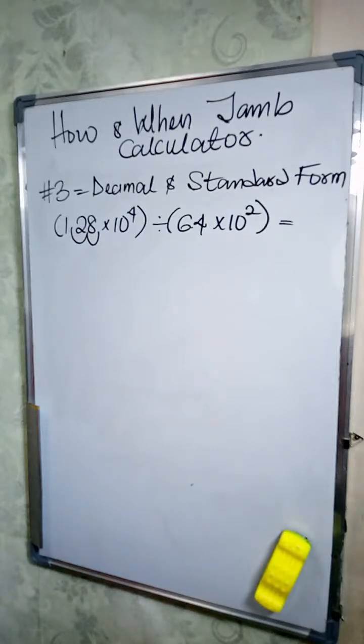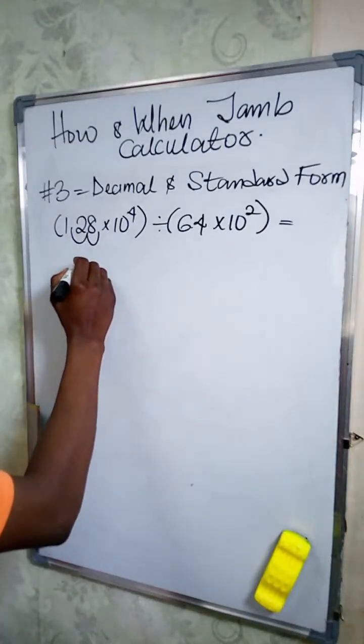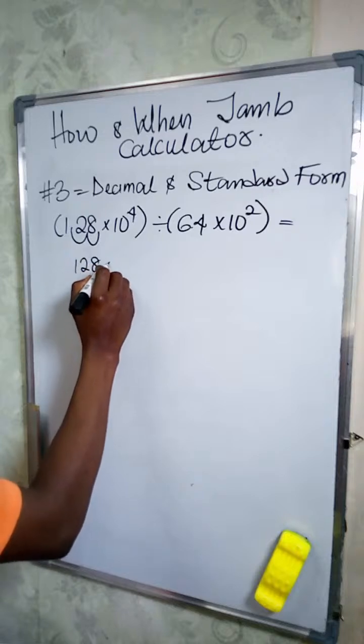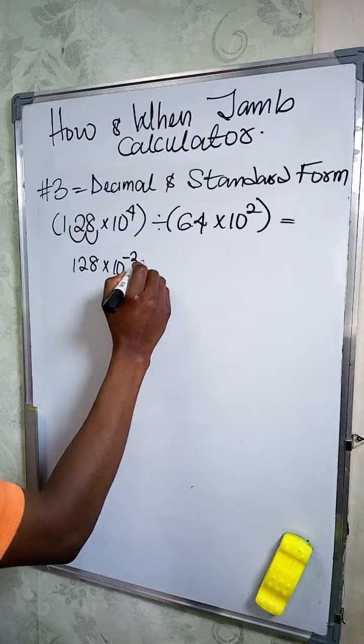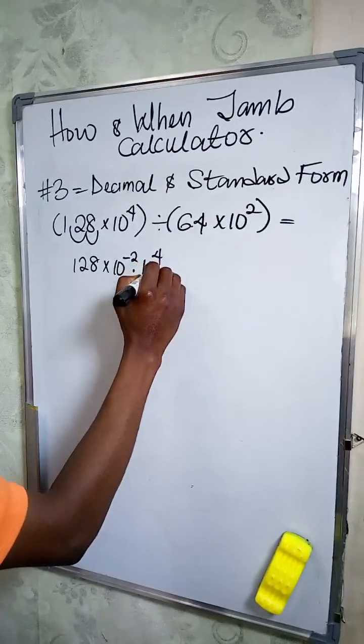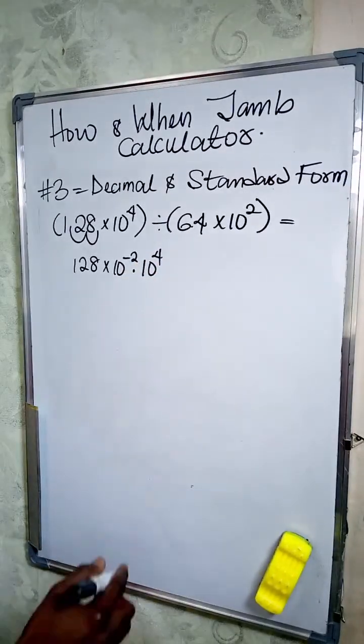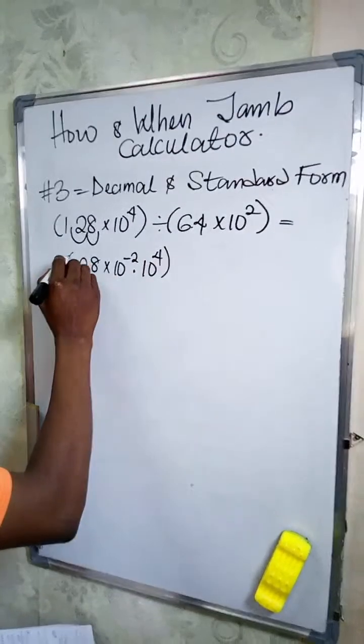You see how e dey move? E move from 1, 2. And remember, I tell you say when e don dey move from left to right, na wetin e go give you? That place go give you wetin? E go give you negative. E go give you negative. So we go get 128 times 10 to the power of minus 2 multiplied by 10 to the power of 4. So you don see am now. That one go dey on its own.